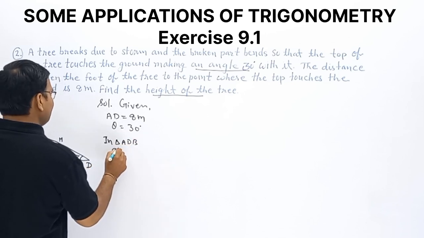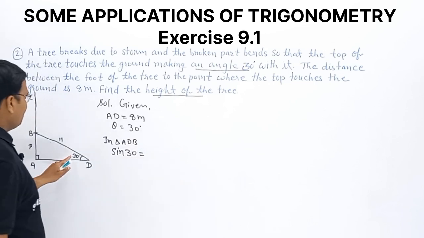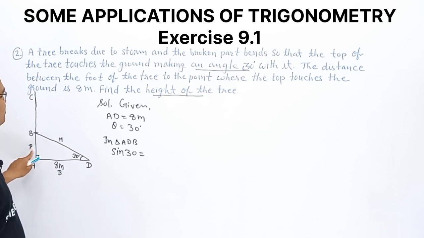we can say sine 30 equal to what? Sine theta. This is the perpendicular and this is the base. We want this perpendicular. What do we want? We want the height of the tree. So we require this perpendicular.